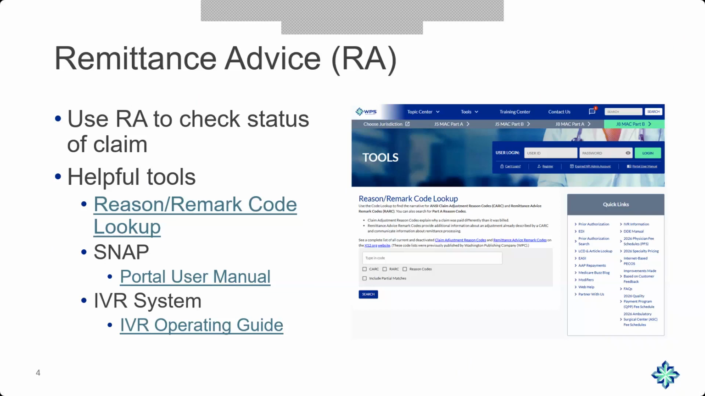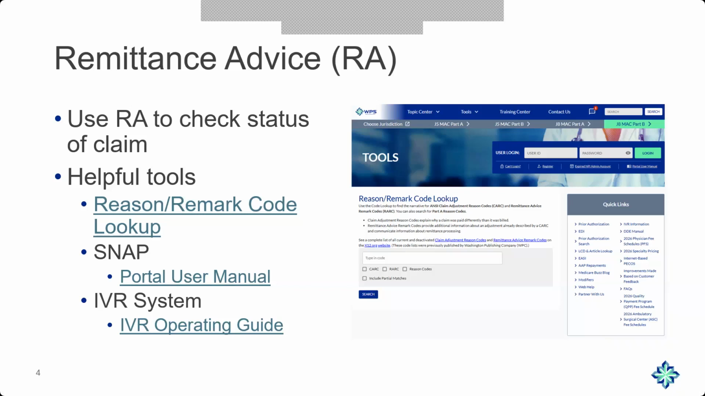The remit is also going to list any deductibles or co-payments and reductions. So most providers currently receive an electronic remittance advice, with only a few that still receive that standard paper remittance. Providers can use self-service tools to access additional claim information, including a helpful reason and remark code lookup feature that we have on our website.